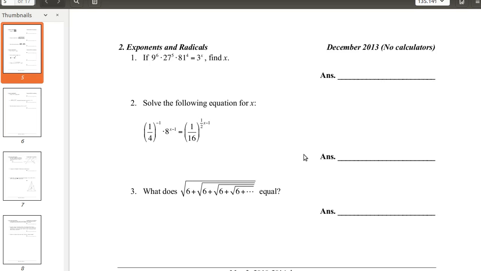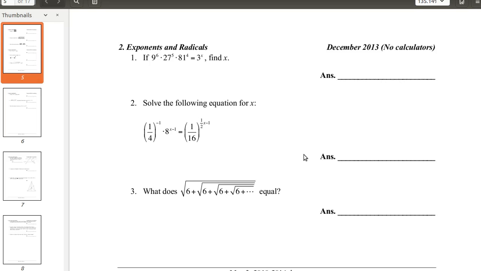What does the square root of 6 plus the square root of 6 plus the square root of 6 plus the square root of 6 plus 2 to infinity equal? The reason I picked this problem is because a lot of the problems in this section are usually done in Algebra 2 Trig, and they're pretty basic standard problems. So I decided to do this problem because I don't think this is a problem that they teach in school. So, what does this equal?